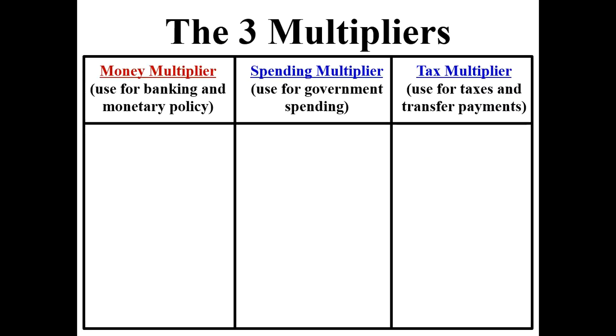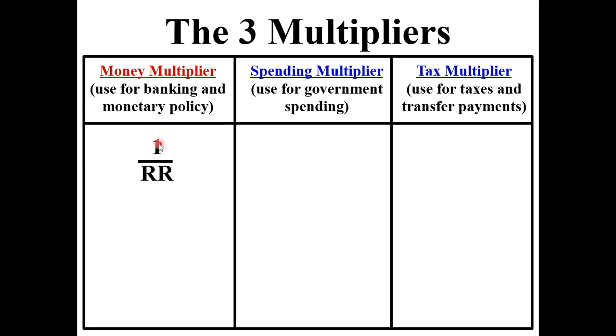All right, now the very last thing. This is probably the most important slide of the whole thing. A lot of this class had to do with the multipliers. Don't forget the three multipliers that you need to know. First, the money multiplier. If the question is about banking and fractional reserve banking and T accounts, or if it's about monetary policy, use the money multiplier.